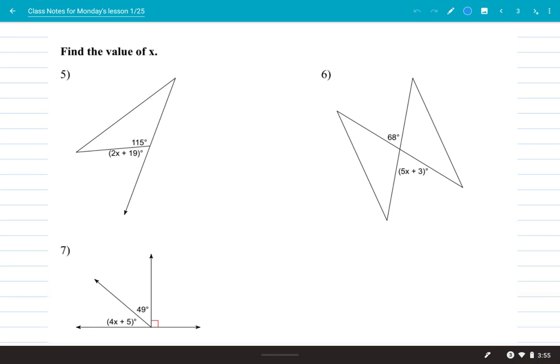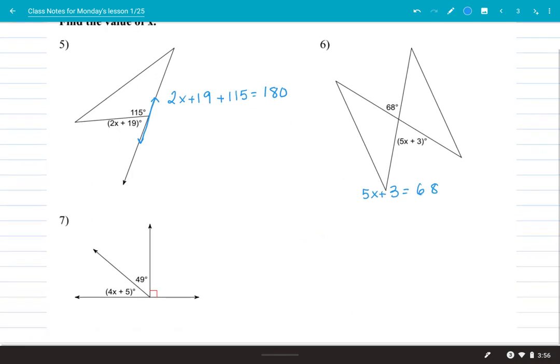So number 5 here, we know they're in a straight line, so we know that these are linear pair. Linear pair, linear makes it a line. So we can set it up as saying one angle plus the second angle is equal to 180. Number 6, this one is vertical. So vertical, we know they are congruent. So we would write this one as 5x plus 3 equals 68. Now you could also write it as 68 equals 5x plus 3. It doesn't matter what side the x is on.